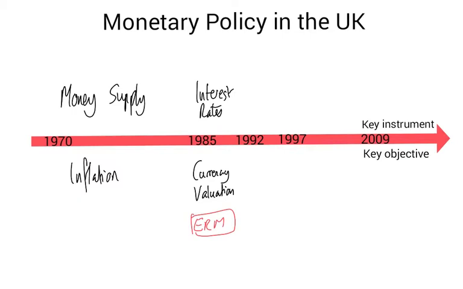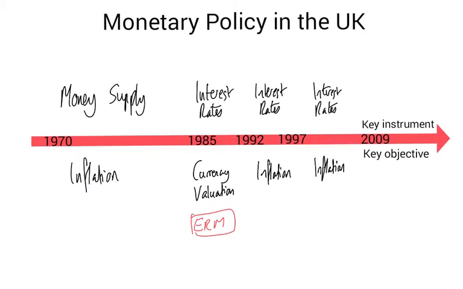So from 1992 to 1997, the key instrument remained interest rates, but the key objective returned to the control of inflation. And again, that remained the same up until 1997. And in 1997, nothing actually directly changed. The key instrument remained interest rates, and the key objective was still inflation.